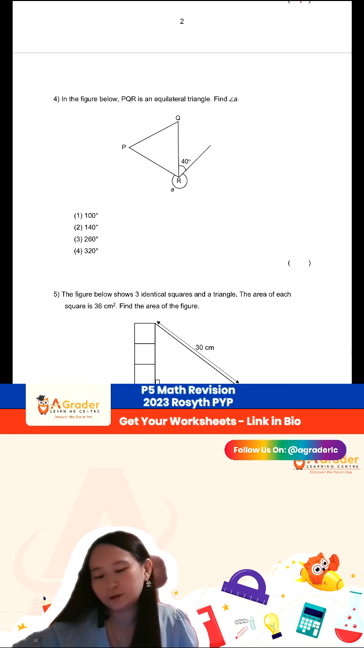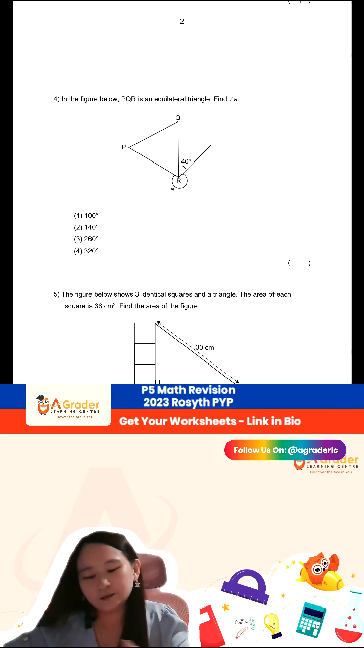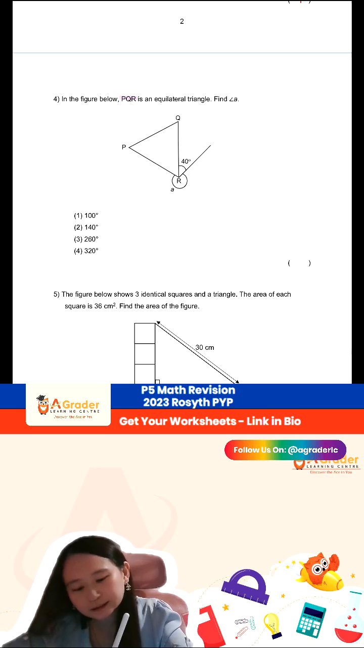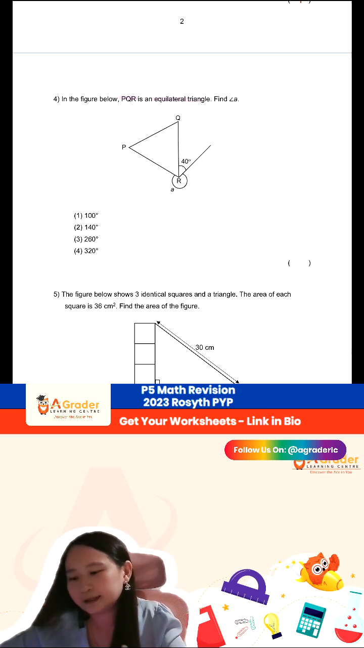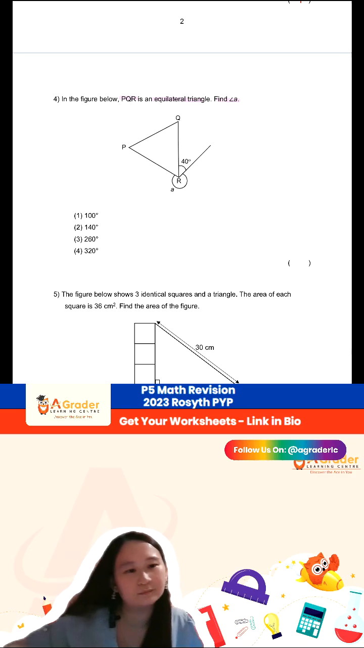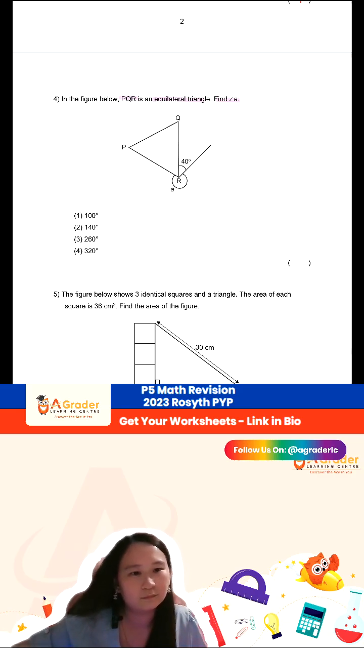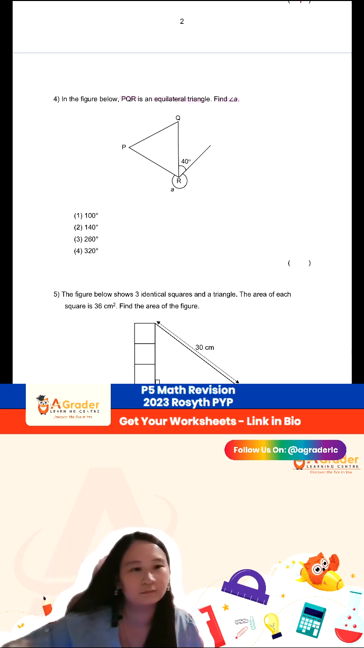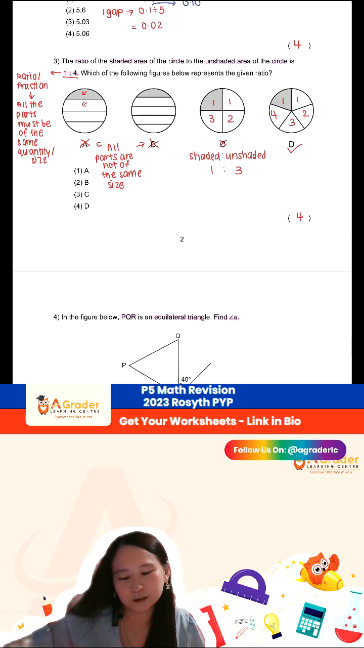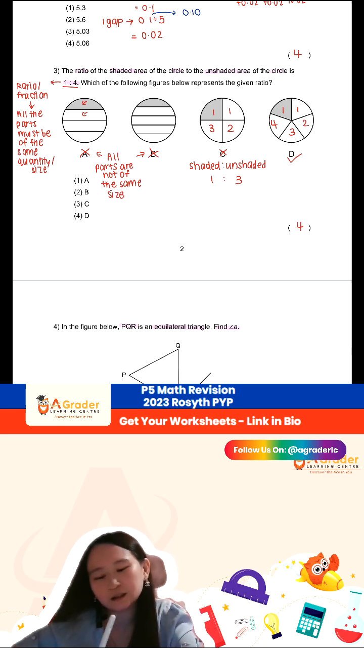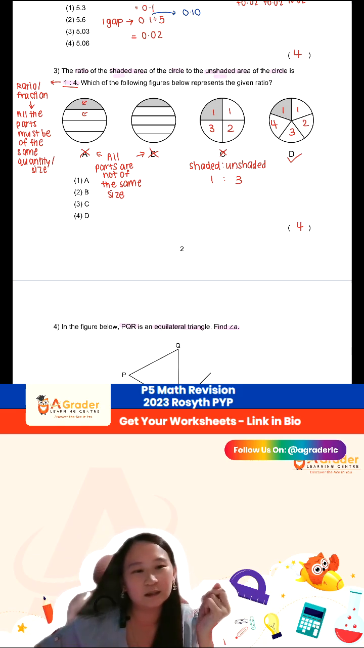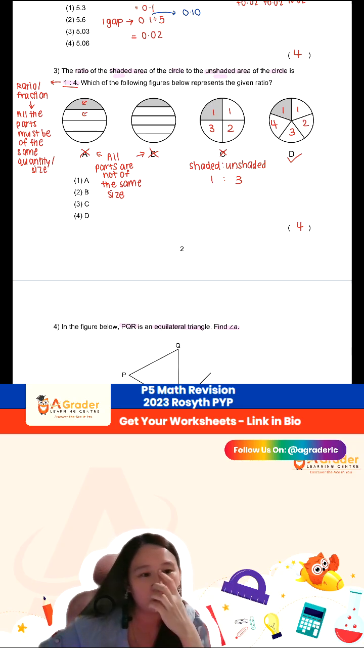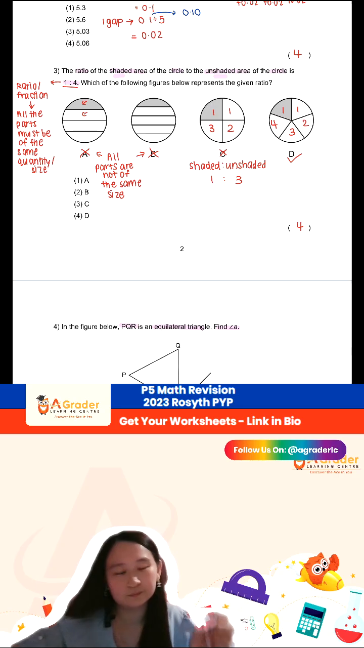Let's look at question 4. In the figure below, PQR is an equilateral triangle, and they ask you to find angle A. This question, they're asking for shaded to unshaded, not to total. That's why C is 1:3, not 1:4.